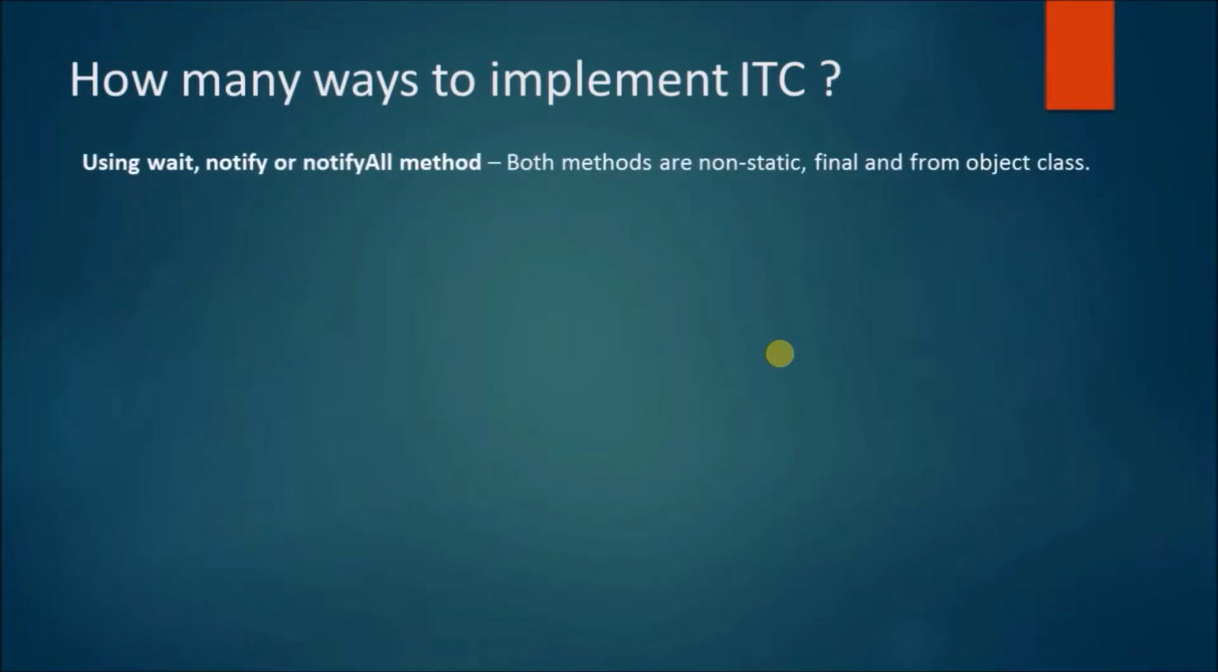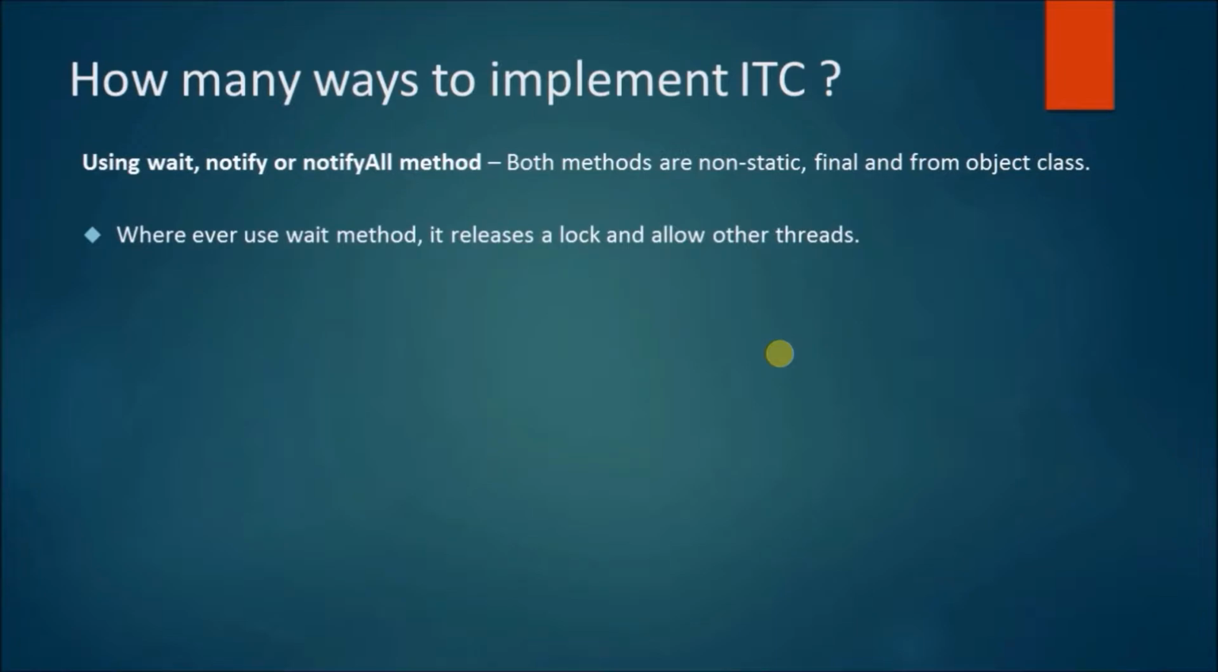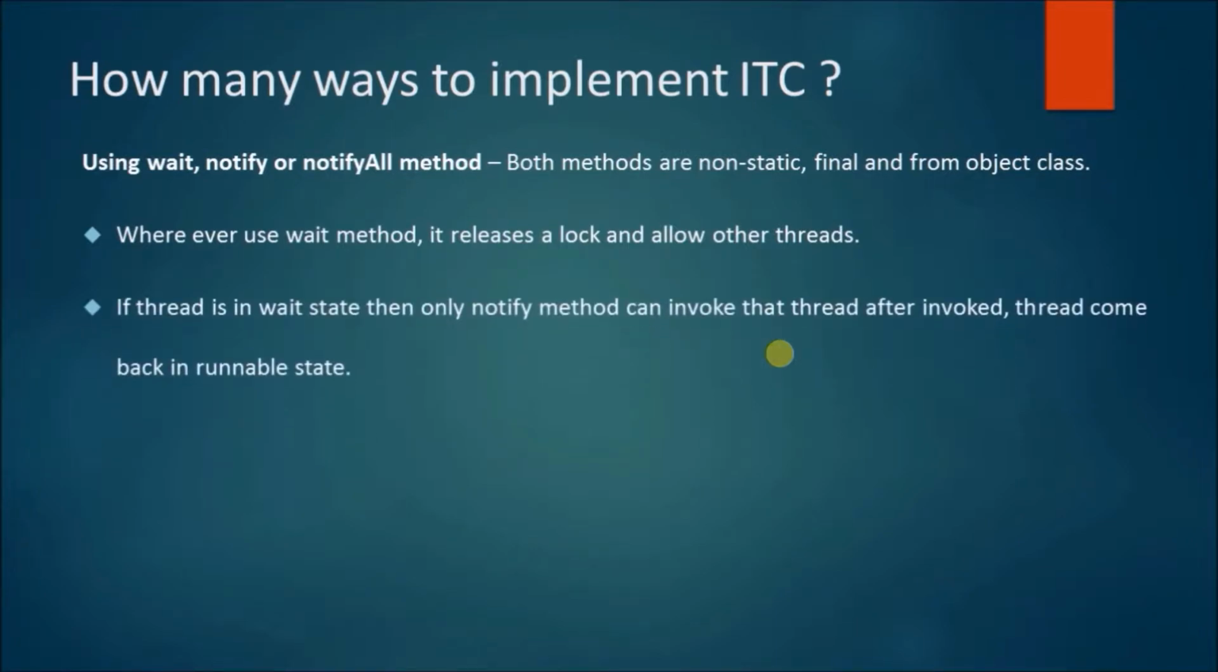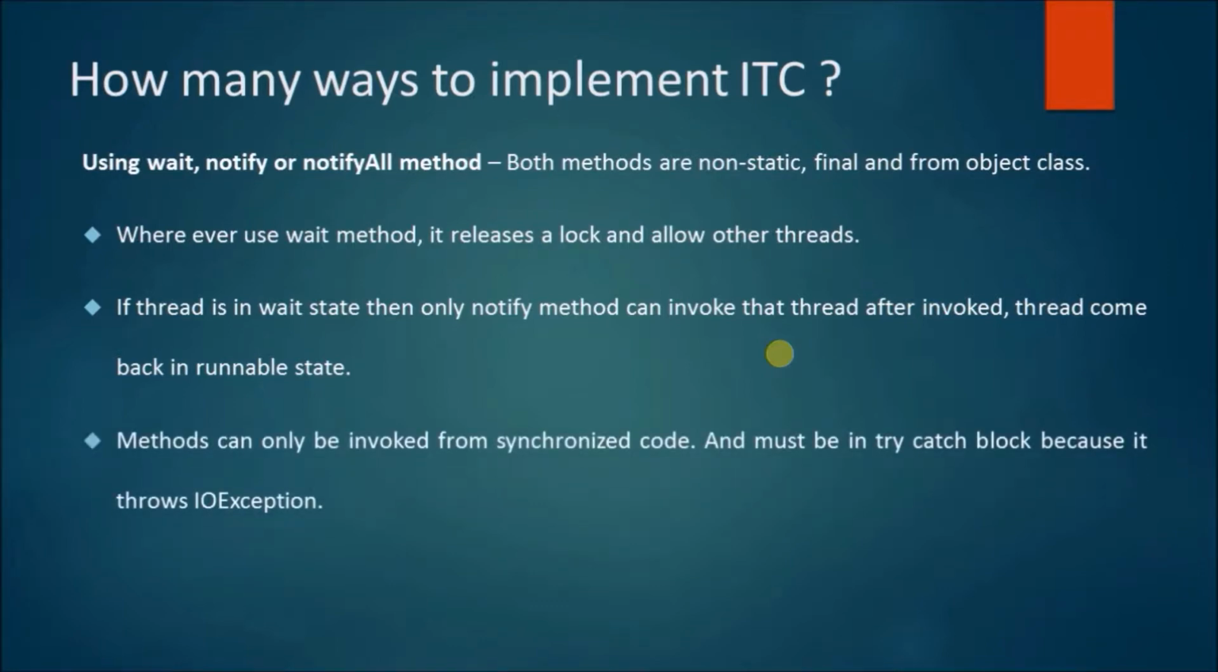How many ways to implement ITC? Using the wait, notify or notifyAll methods. These methods are non-static, final and from the Object class. Wherever you use the wait method, it releases the lock and allows other threads. If the thread is in the wait state, then only the notify method can invoke that thread. After being invoked, the thread comes back to the runnable state. The methods can only be invoked from synchronized code, and must be in a try-catch block because they throw an exception.